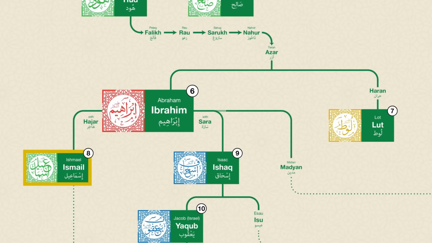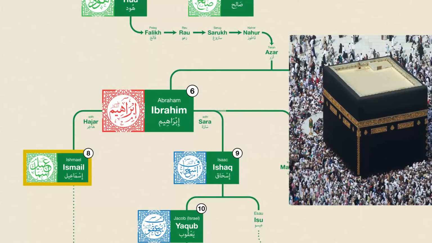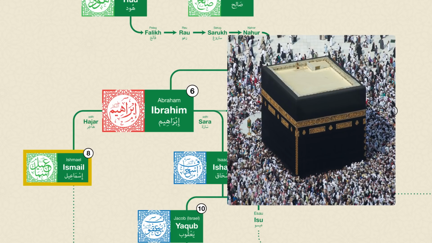According to Muslims, Ibrahim took Ismail to Mecca, where together they built the Kaaba, which today is the most sacred site in Islam. When Muslims pray, they always pray in the direction of the Kaaba, and one of the pillars of Islam is the requirement to make a pilgrimage to the Kaaba at least once in a person's life, if they are able.